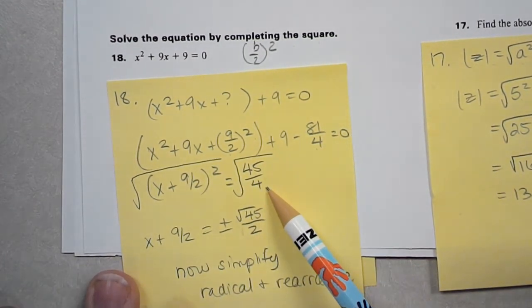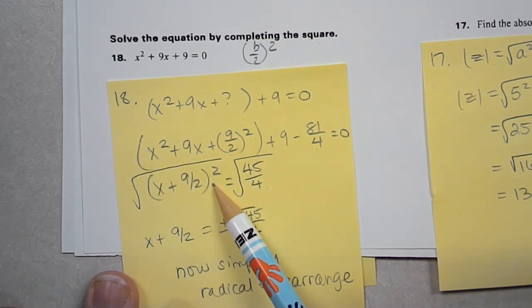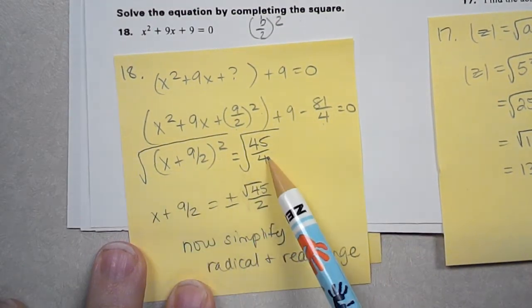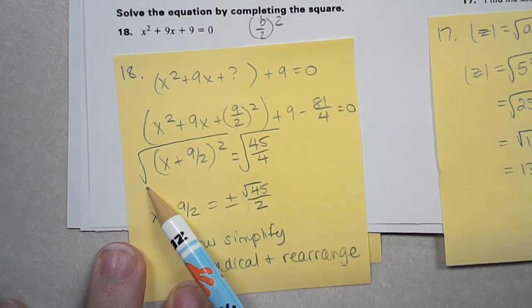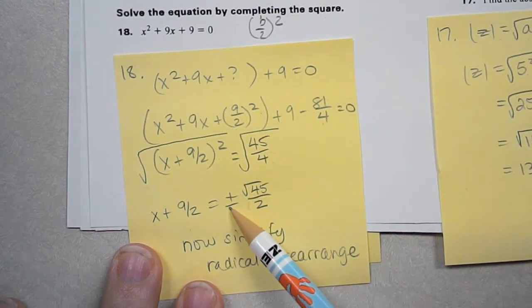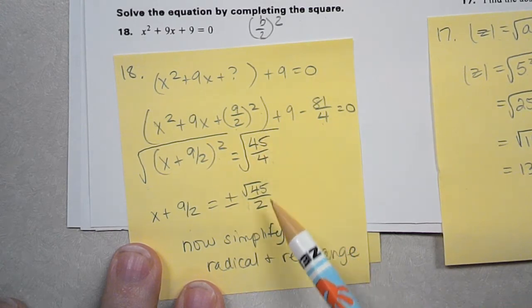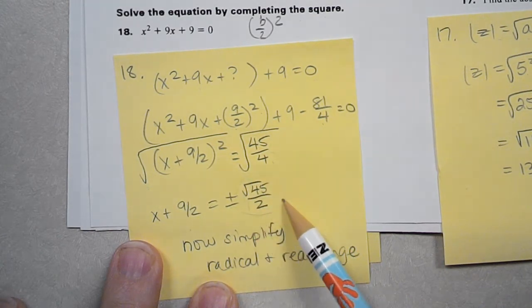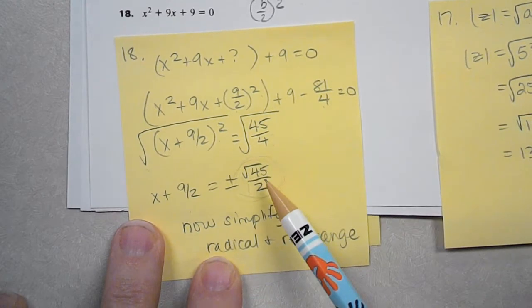So I have 45 fourths, and then I have a perfect square. At this point, I square root both sides. So when I square root something squared, I get that thing. And on this side, I get plus or minus whatever this is. Be careful, because there's a way that you can reduce this. So you want to make sure that you reduce it.